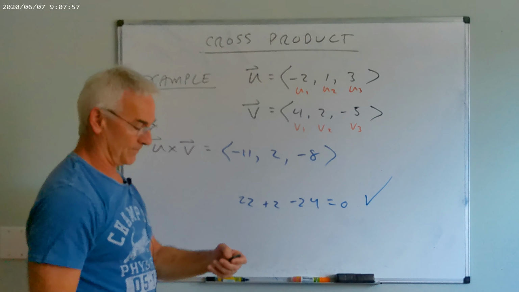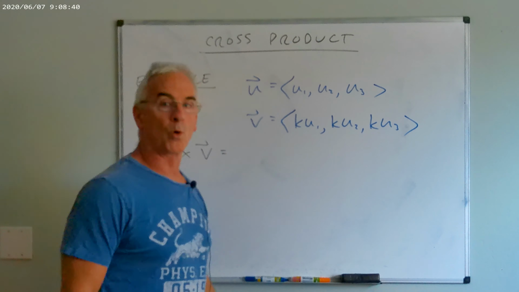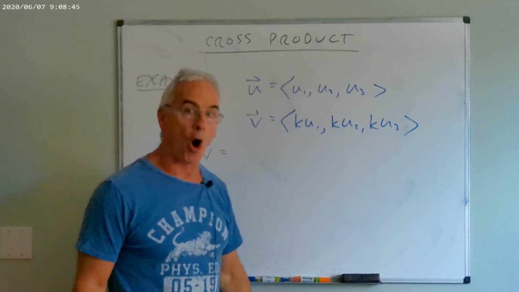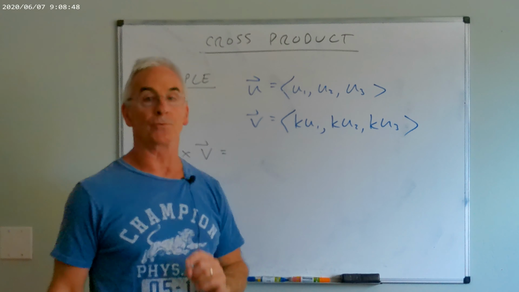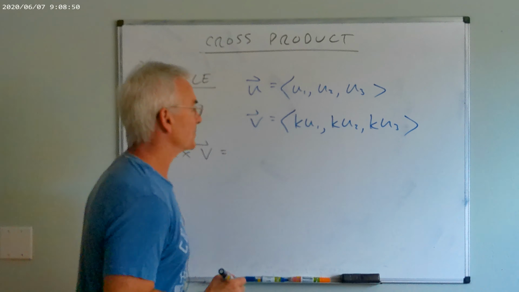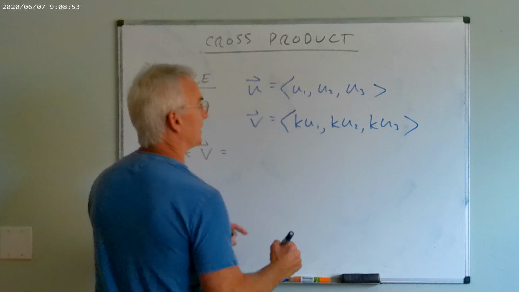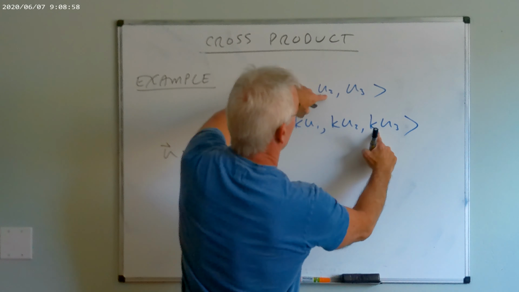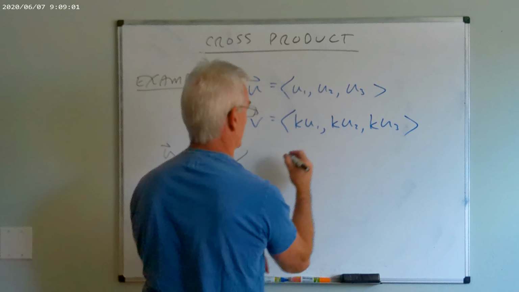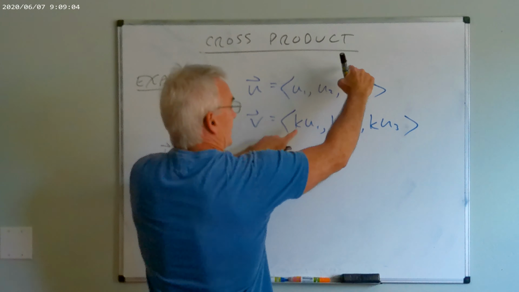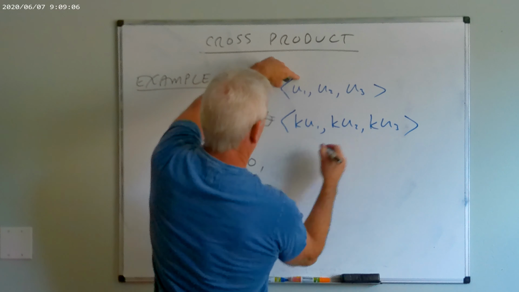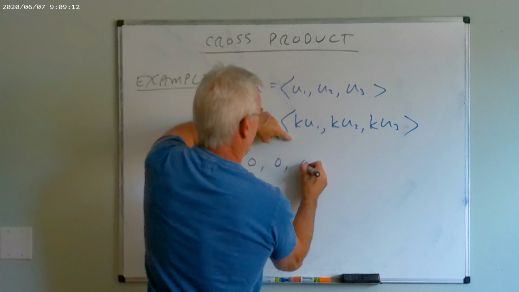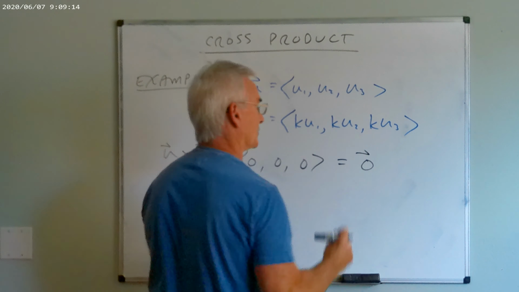Now let's consider the one odd case where I take two vectors that are actually multiples of each other. That means they are on the same line. That means they do not uniquely determine a plane. So let's see what the cross product looks like in this case. Doing the same thing we did before, this product minus this product would be k u2 u3 minus k u2 u3, which is 0. k u1 u3 minus k u1 u3, 0. And finally, k u1 u2 minus k u1 u2, 0. We get the three-dimensional zero vector.